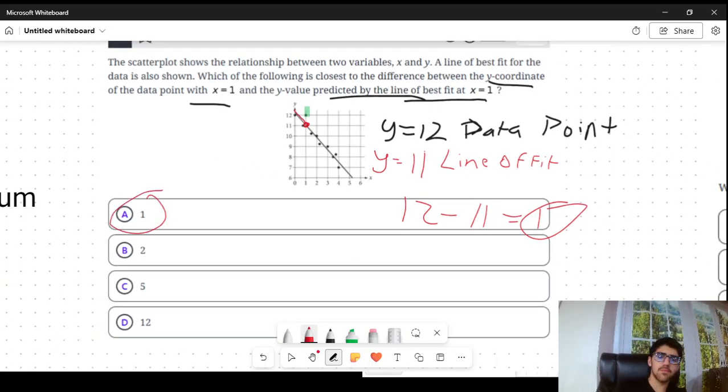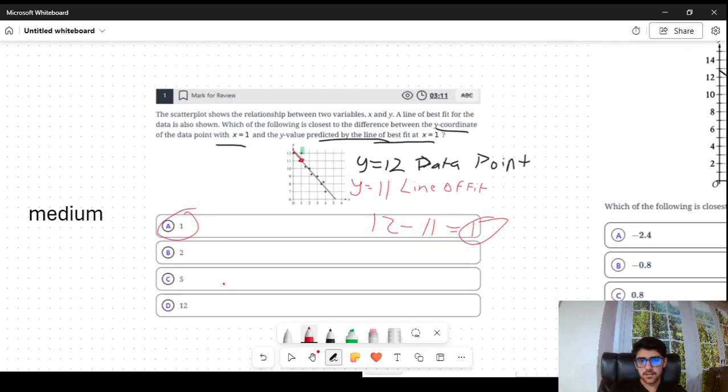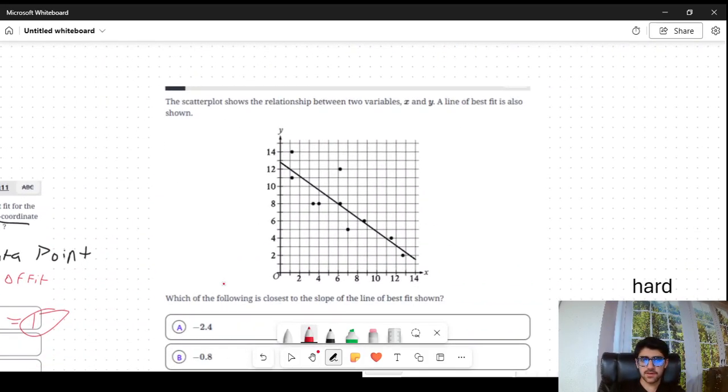So these questions are a bit more basic compared to the other focus skills we've done. But it's still important to know to get those extra points on the SAT.